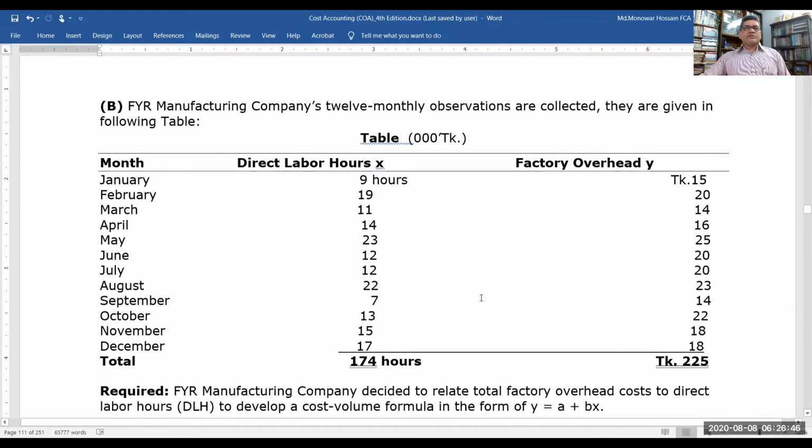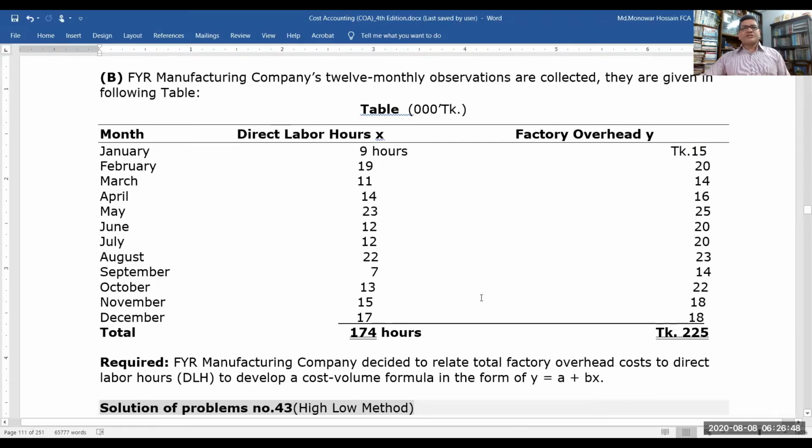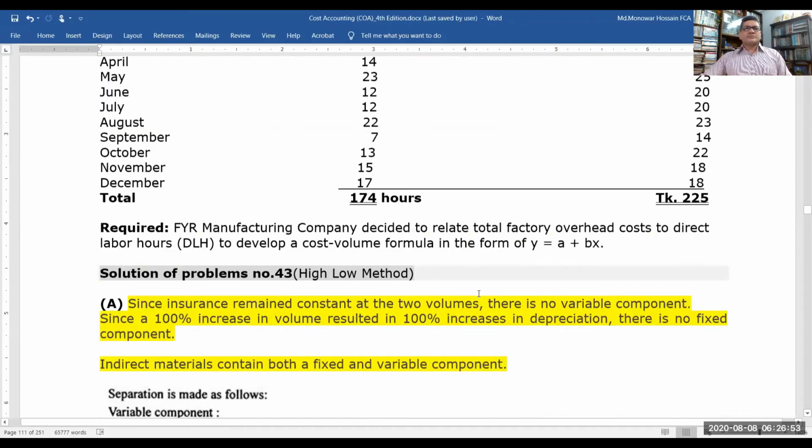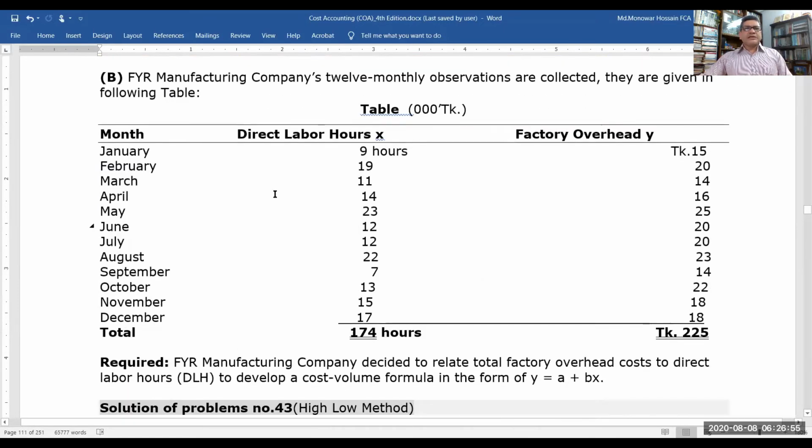Okay, so here is another one, a manufacturing company's 12-month observation. Under part B, you do it yourself. The solution is in this sheet. Please download this sheet from my Google Drive.